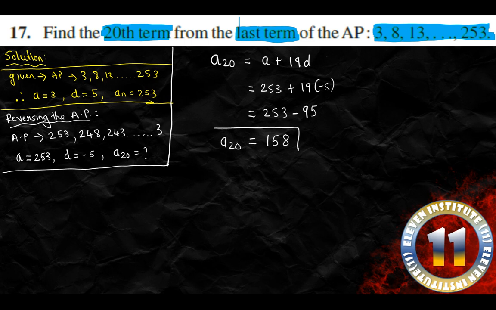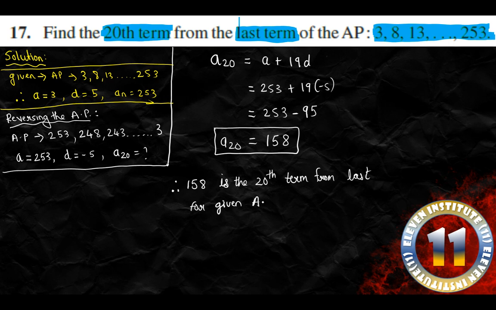So A20 is equal to 158. So we can write therefore 158 is the 20th term from last for given arithmetic progression 3, 8, 13 up to 253.